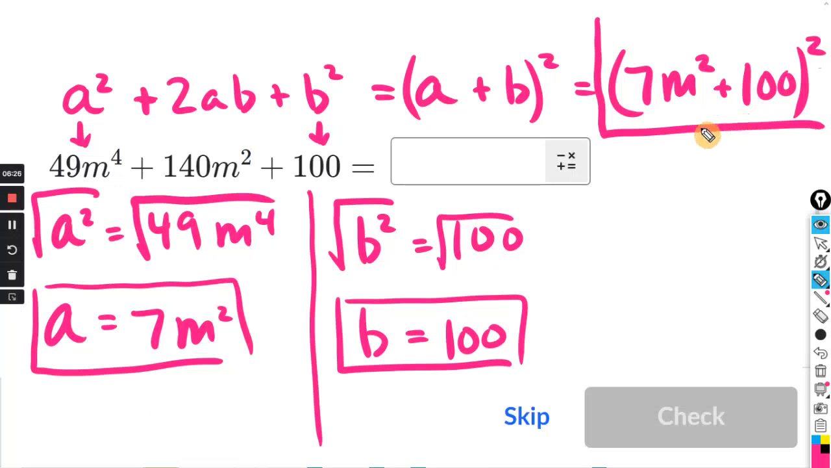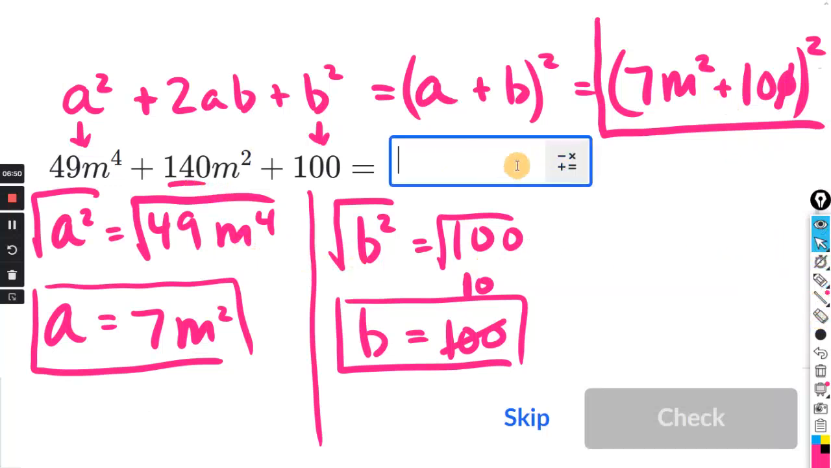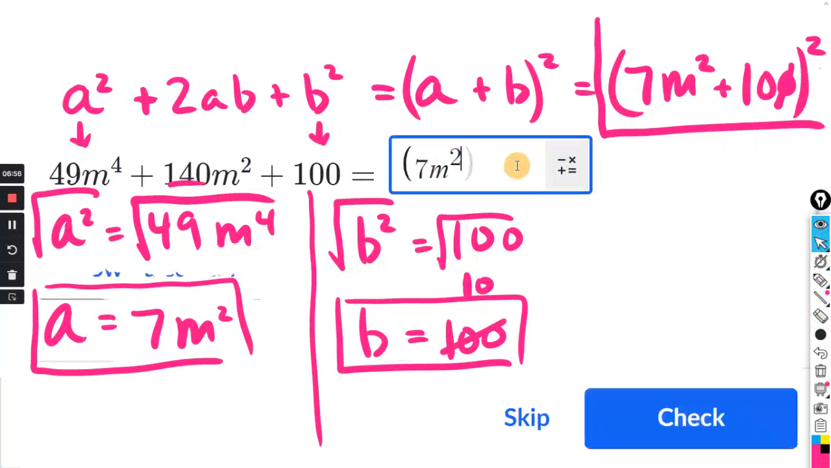If you want to check the middle term, 7 times... Oh, there you go. I did make a mistake. B is not 100. The square root of 100 is 10. All right, good thing I checked. So this is just 7m squared plus 10, squared. Check the inner outer. 7 times 10 is 70. 7 times 10 is 70. 70 and 70 is 140. All right, so good thing I did that mental check. Parentheses, 7m squared. Hit the right arrow key. Plus 10, close parentheses, quantity squared. And there you go.